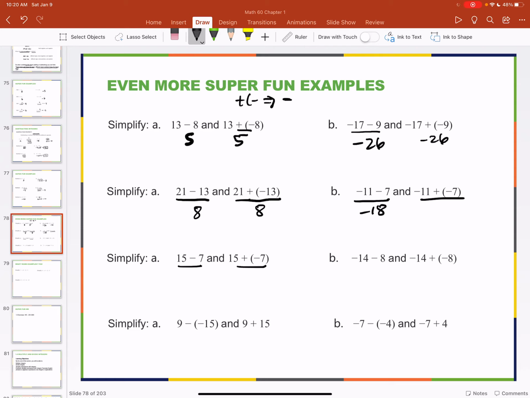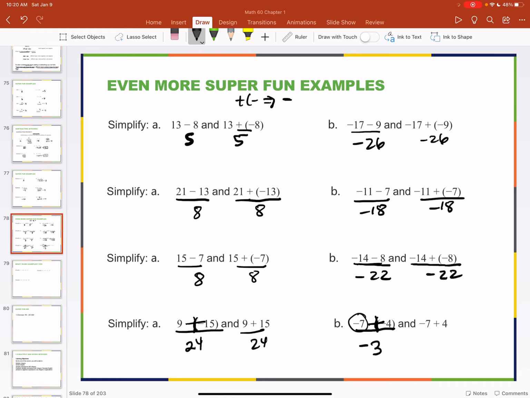So 15 minus 7, what is 15 minus 7? That is 8. The same thing as 15 plus a -7. Okay, -14 minus 8, that's -22, which is the same as -14 plus a -8. Now remember, this becomes a plus. 9 plus 15, that is 24, and that's also 24. And here, -7, this becomes a plus, different sign, subtract, that's a 3, keep the sign of the larger, so that's -3. And that's the same thing here, okay?